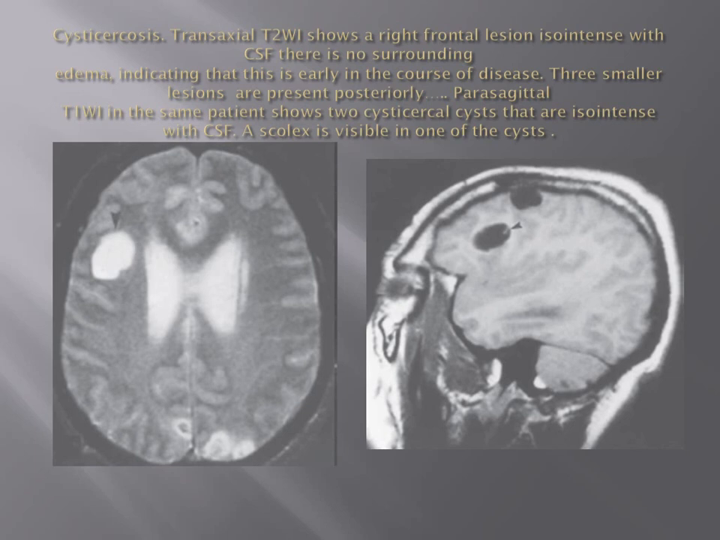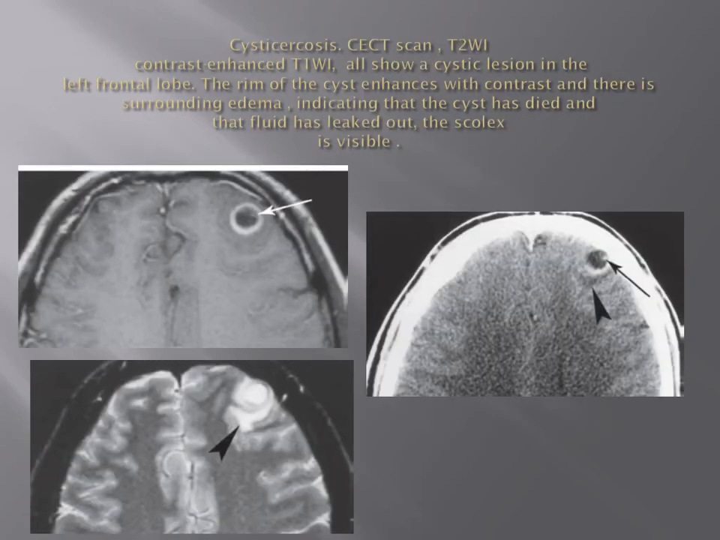As you can see here, there's a scolex inside, and the edema surrounding it. Here there's no edema. Here, marked edema. In cysticercosis, contrast enhanced T2 and these 3 sequences all show a cystic lesion in the left frontal lobe. The rim of the cyst enhances with contrast, and there is surrounding edema indicating that the cyst has died and fluid has leaked out, and the scolex is visible. This is the edema around the lesion.